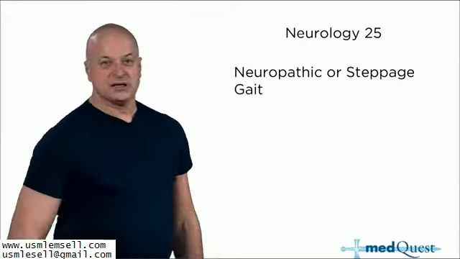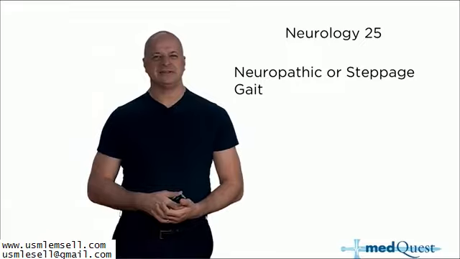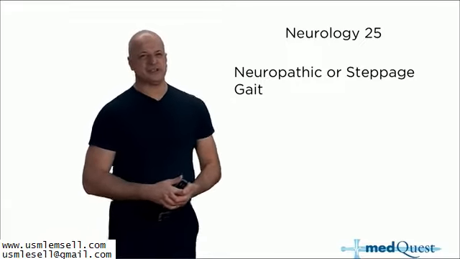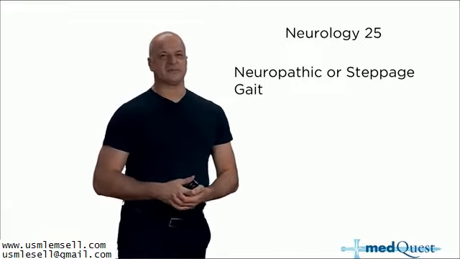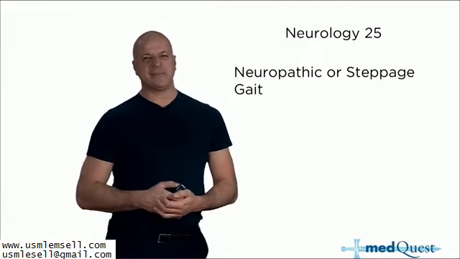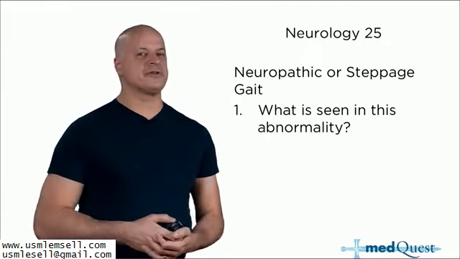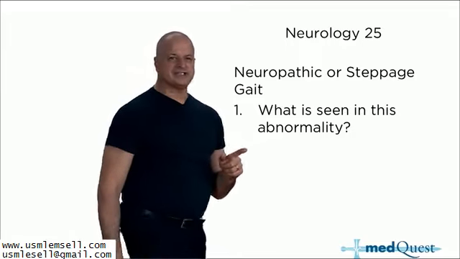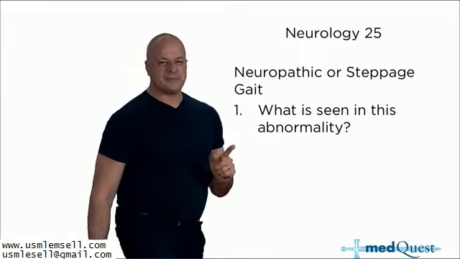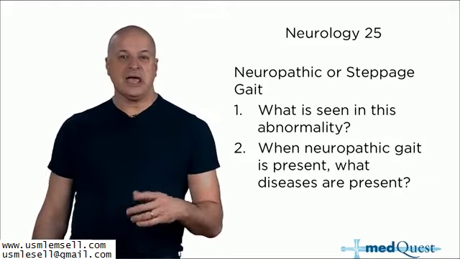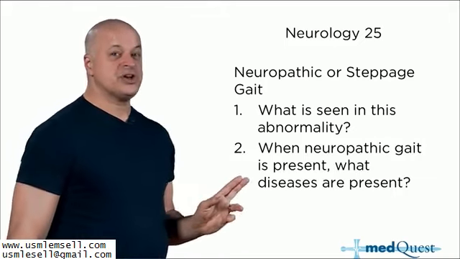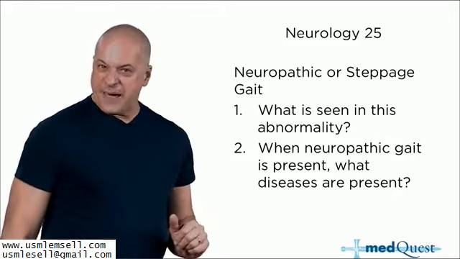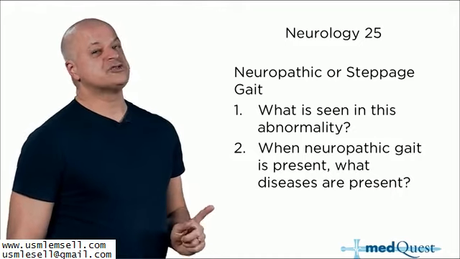So, next one. This is a very strange word, steppage gait. Steppage is that you're having to lift up the leg, lift up the leg. It's usually when you have a peripheral neuropathy. It's like you're high stepping, high stepping, because you have a foot drop. A neuropathic gait is present when you have peripheral neuropathy, like of the peroneal nerve, which causes foot drop.